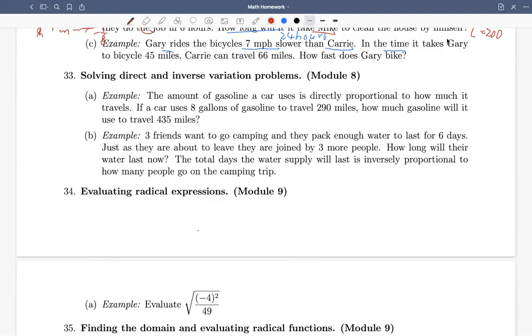Okay, let's keep going. I think we're at 33 now, right? Okay, let's see this. 33A.